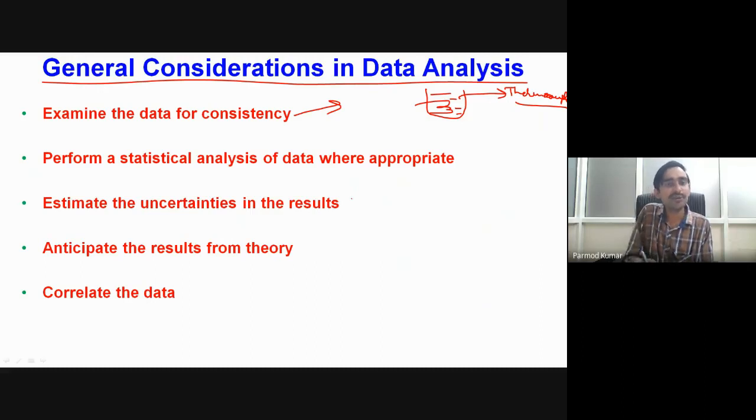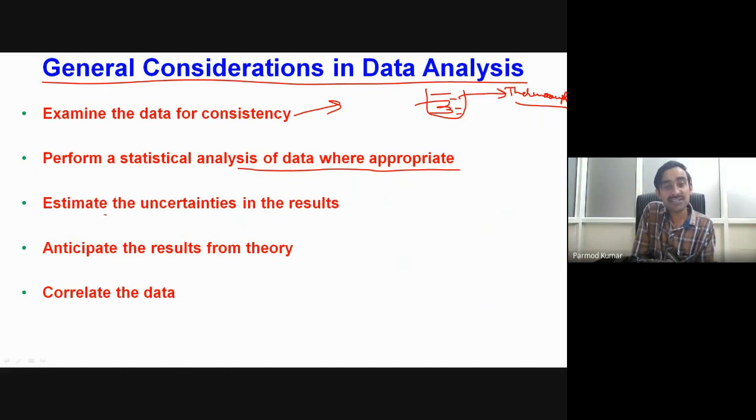Okay, then we should perform statistical analysis of data where appropriate. Obviously we should go for statistical analysis, but we should not be tempted to go for it where we do not have a sufficient sample size available. Statistical analysis has reliability which depends upon the minimum number of samples. If our data set does not meet the criteria of a minimum number of data samples, then we should not blindly go for statistical analysis. Otherwise, it may give us a wrong reflection of the physical phenomenon.